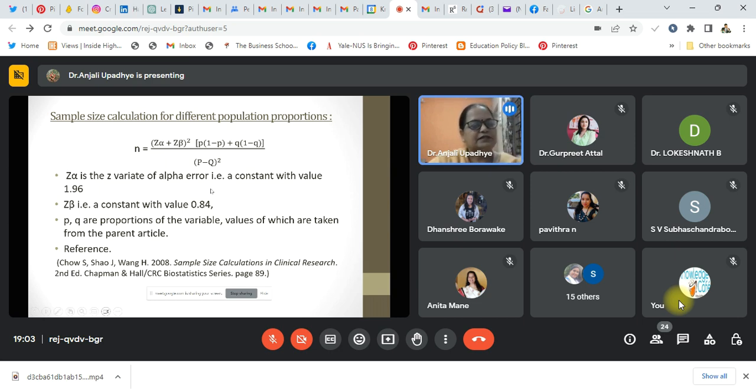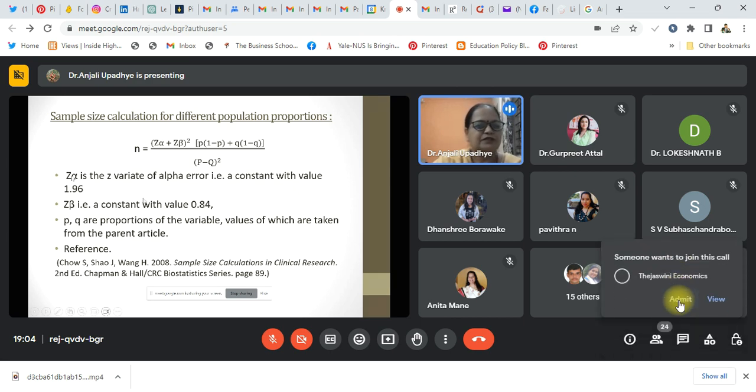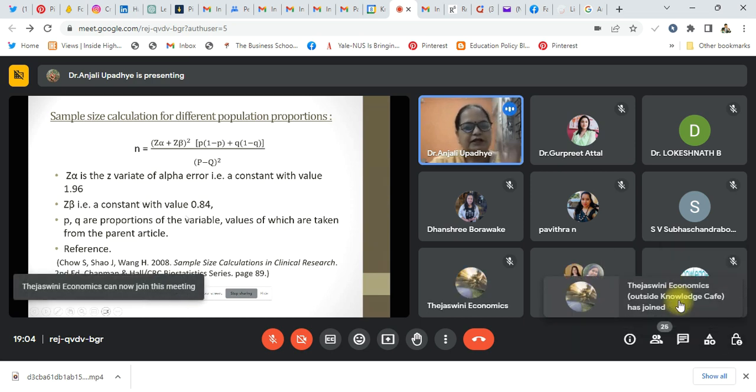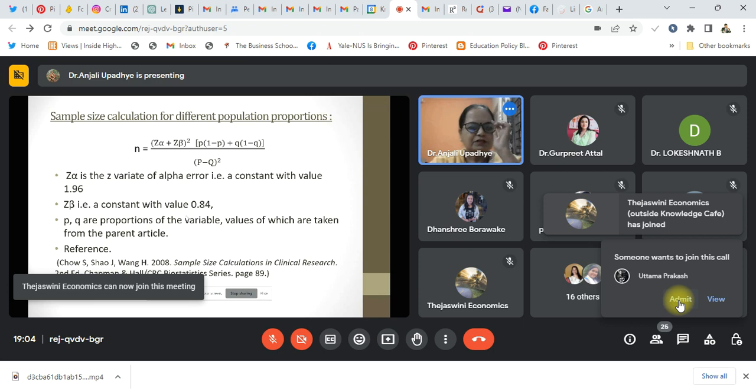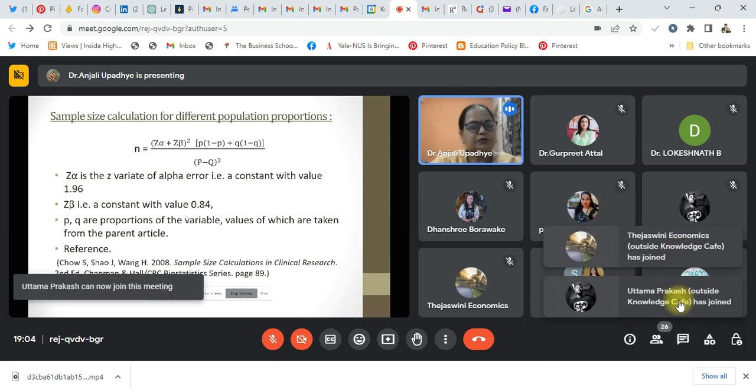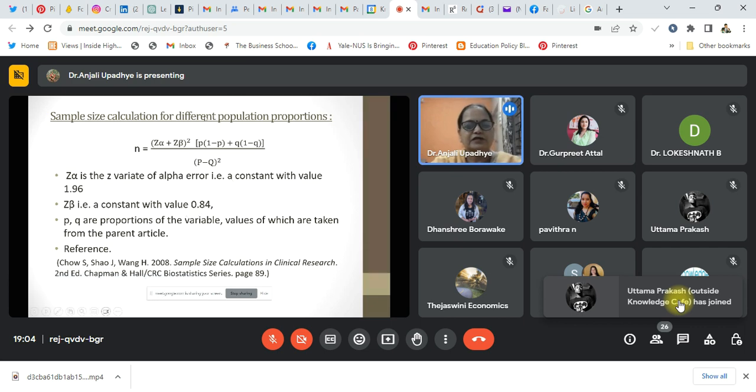Now here the z alpha is a z variate, it always has a constant value, it is 1.96 for the 5% level of significance. And the z beta, which is actually the power of test, we take as a constant at maybe 0.80 or 0.84. P and Q are the proportions of the variable in the two different groups, which are taken from the parent article. So this is the formula we are using for comparing two different proportions.